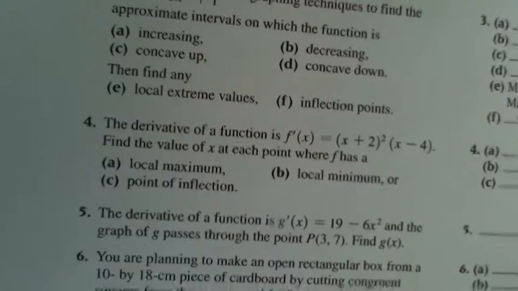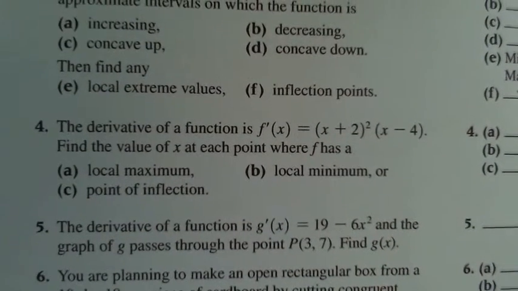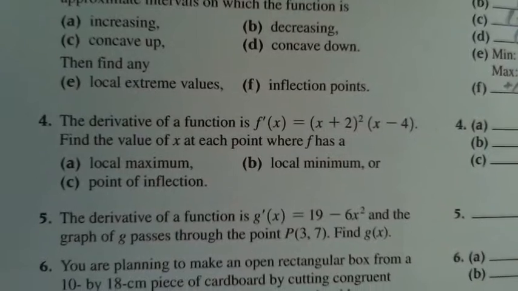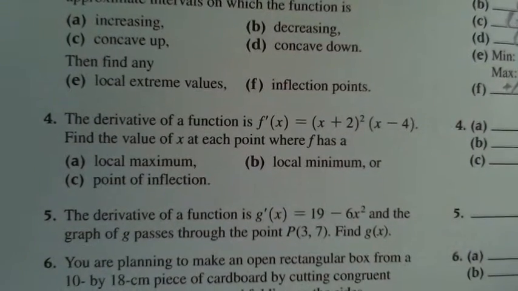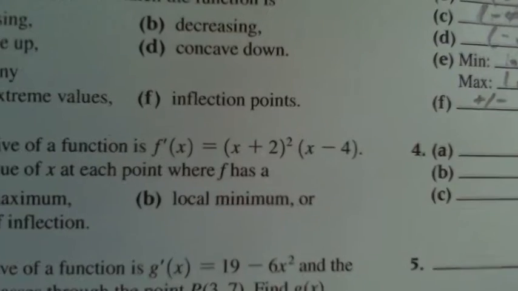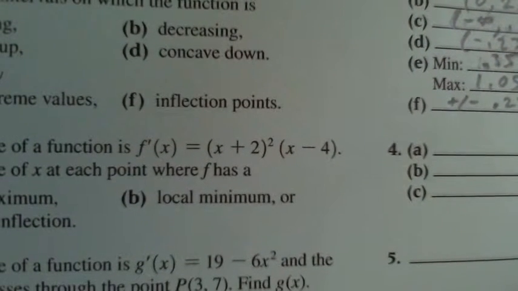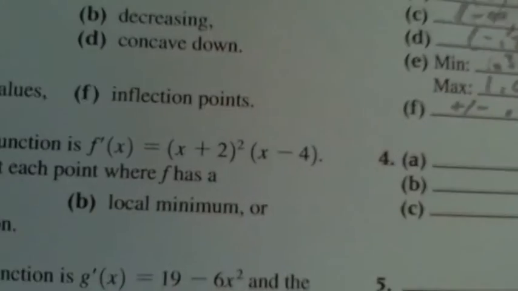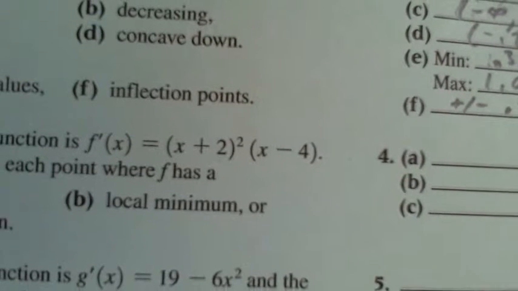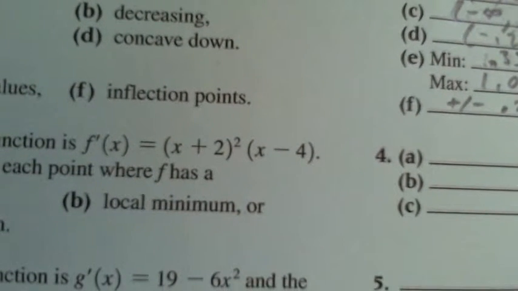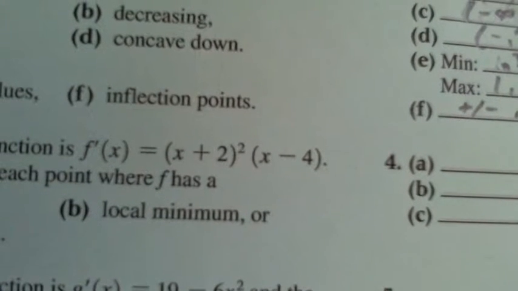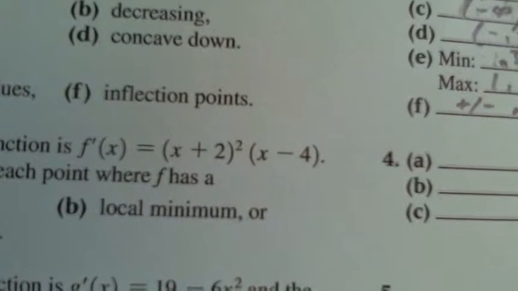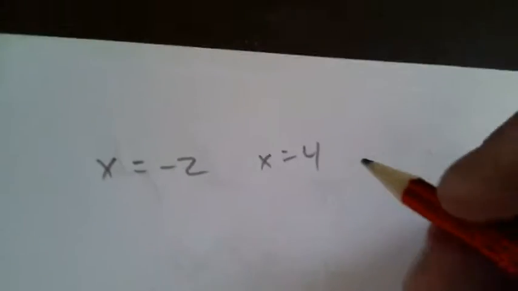All right. Number 4. The function is that, at each point where x has a local max, local min, or point of inflection. So they already give us the first derivative, so we'll just take the next derivative and set it equal to 0. This first derivative is 0 when x equals -2 and 4, those are our 2 points of max, min, or inflection. So we have to just check these points in the second derivative.